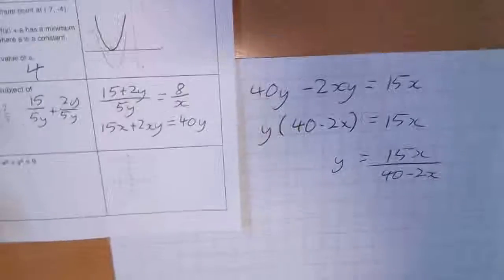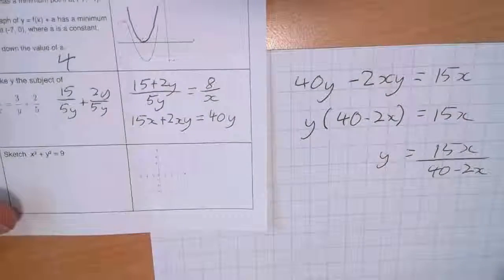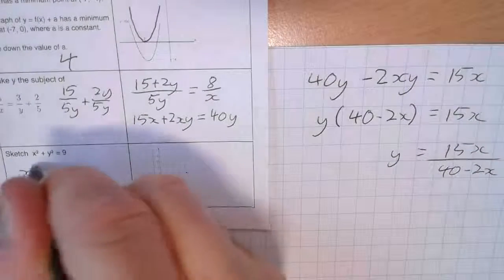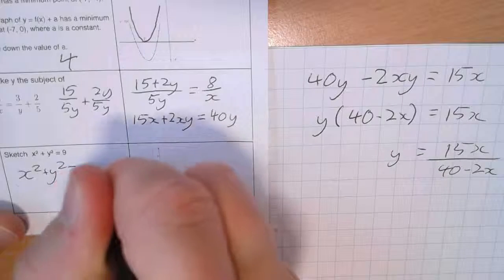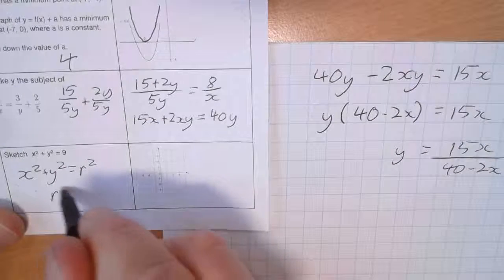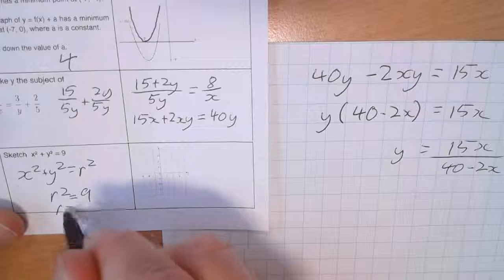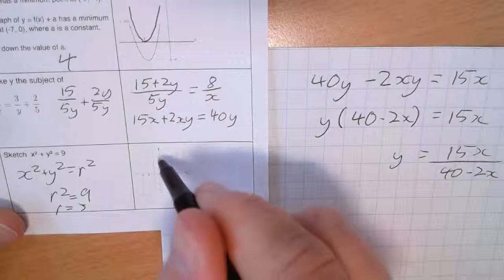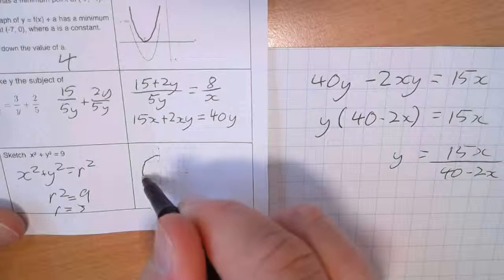Last question. The formula for a circle is x squared plus y squared equals the radius squared. So the radius squared is 9, so the radius is 3. Sketch the graph with a radius 3 circle.